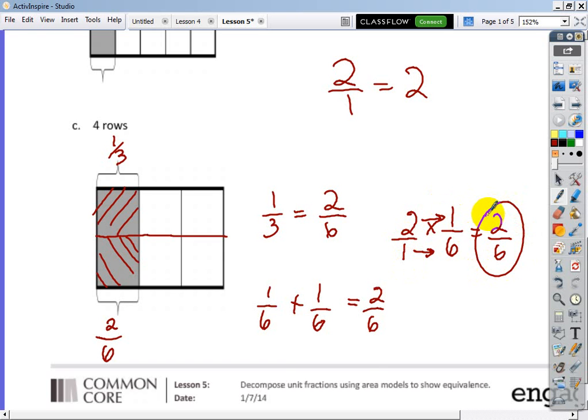So 1/6, we really want to see that this is the important thing, that the 1/6 and a 1/6 makes 2/6, but we can multiply. Got it. Okay, go to the next page.